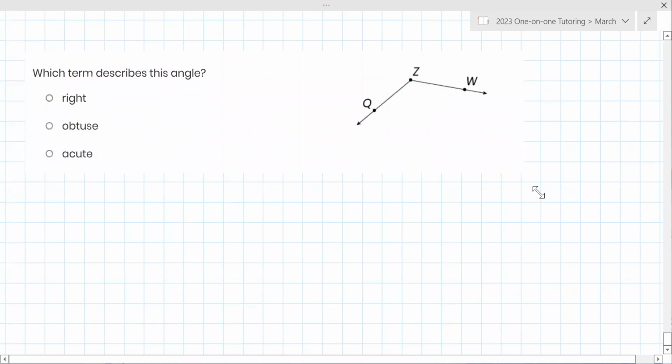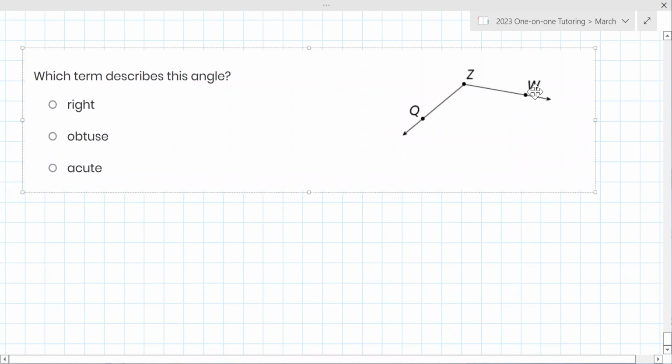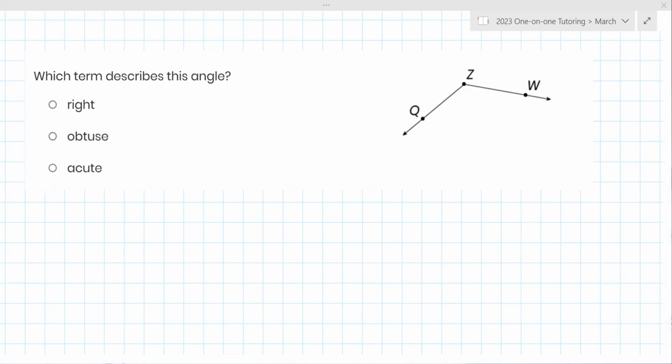Okay, one more problem here. I want you to look at your notes very carefully. Okay, is this a right angle, an obtuse angle, or an acute angle? I want you to look at your notes and let me know your answer here whenever you've got it. All right, what do you think here? Is it right, obtuse, or acute? Obtuse. It is obtuse. Very good.